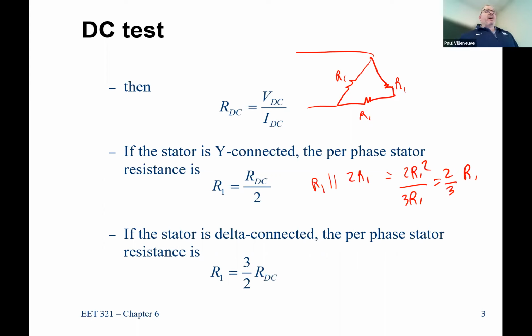So that's my DC value. If I want to solve for my R1, I just invert and go over there. That's how I get my DC value. I mean, my R1.